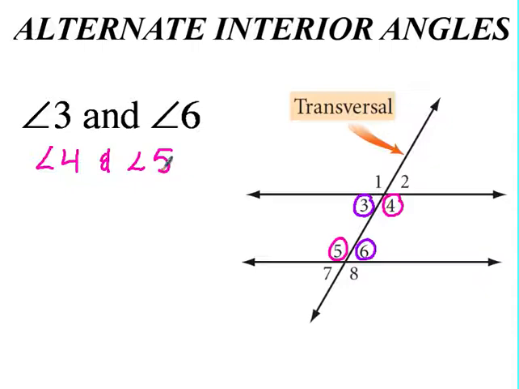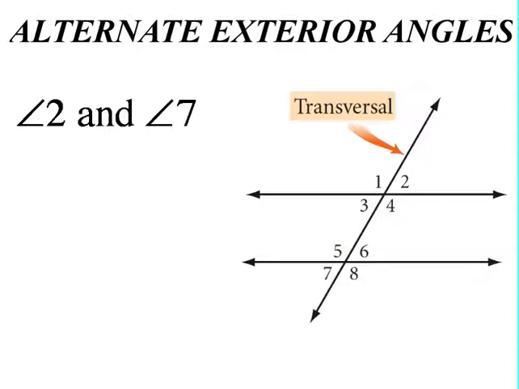So what can you guess 1, 2, 7, and 8 are? Exterior, because they're on the outside, right? So we're going to talk about alternate exterior angles. Great segue. Okay, so alternate exterior angles: 2 and 7, once again on alternate sides of the transversal on the outside of the two lines. So what would two other alternate exterior angles be? 1 and 8. Okay.